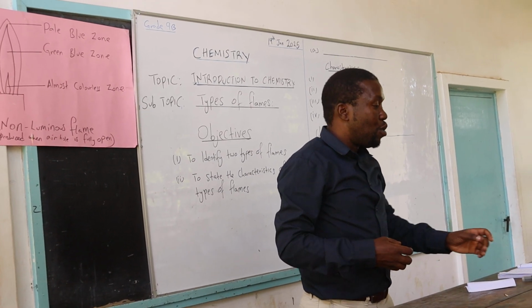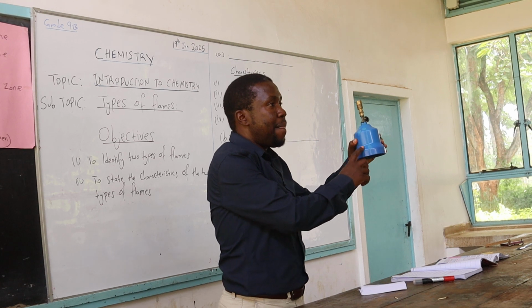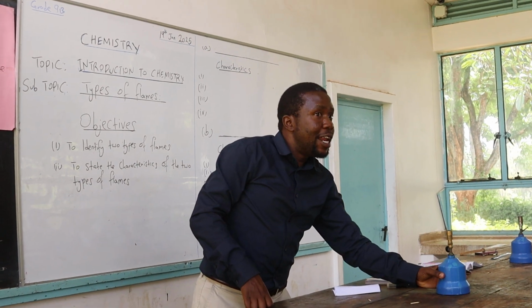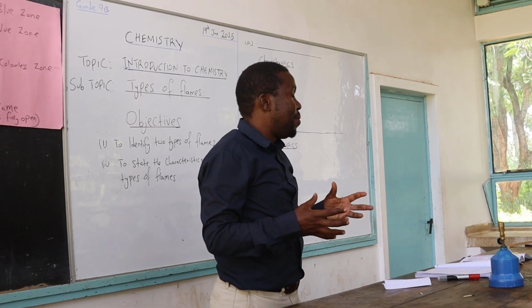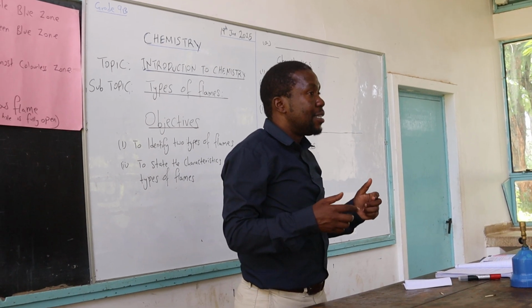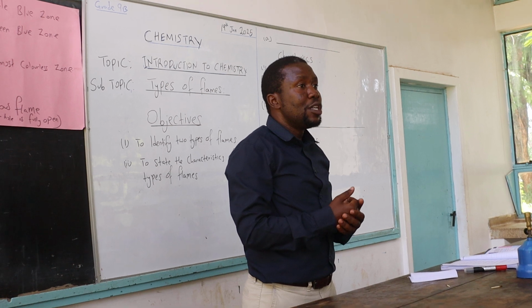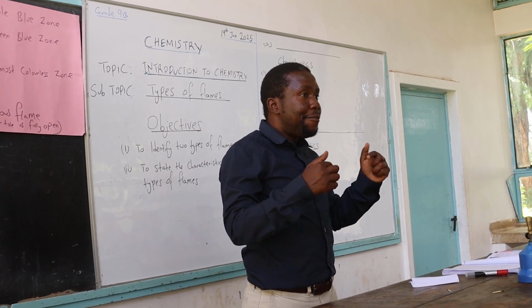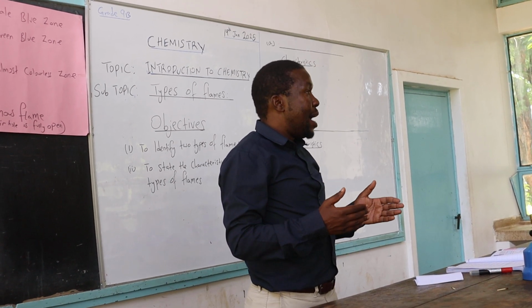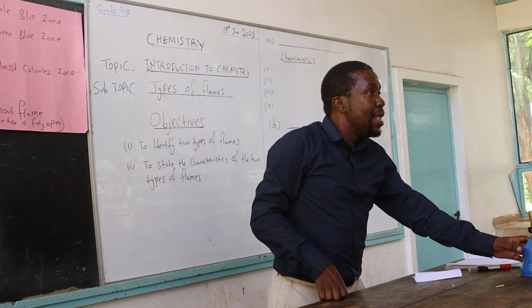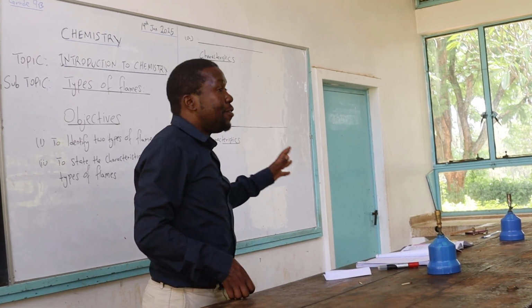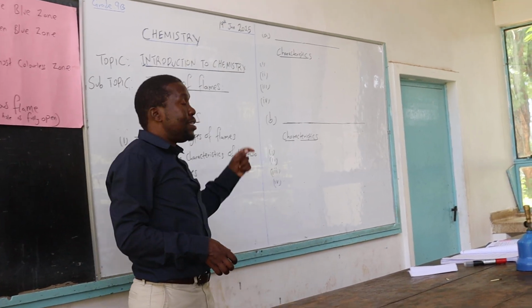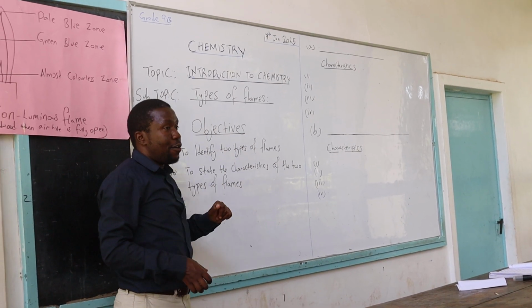Among the lab apparatus was what? The Bunsen burner. The Bunsen burner is very important lab apparatus because it produces flame in the lab. It rather produces heat. And heat is very important because some experiments in the lab have to have heat for them to proceed. And therefore, the way this lab apparatus produces the heat is through what? The flames. And therefore, there's need for us to look at the two types of flames.